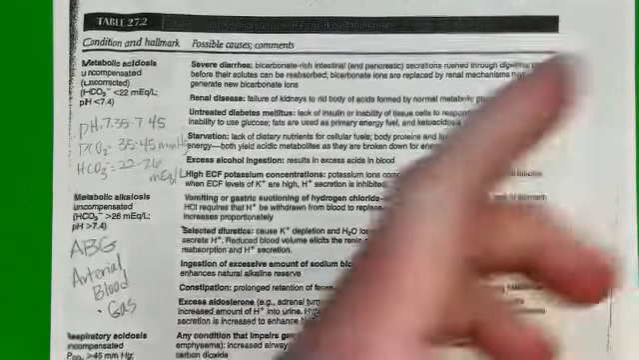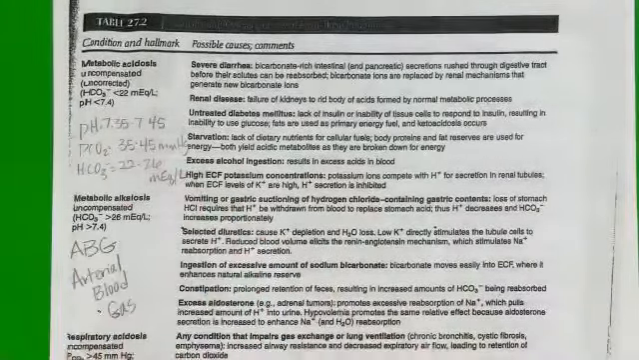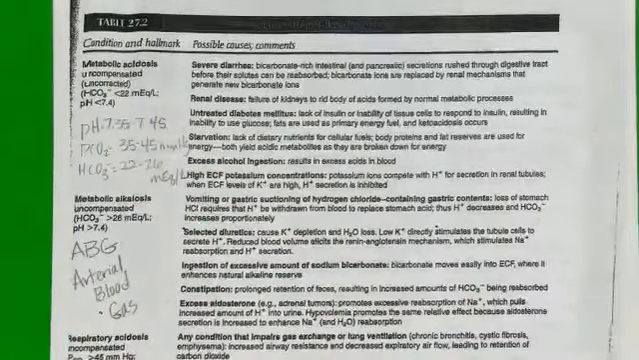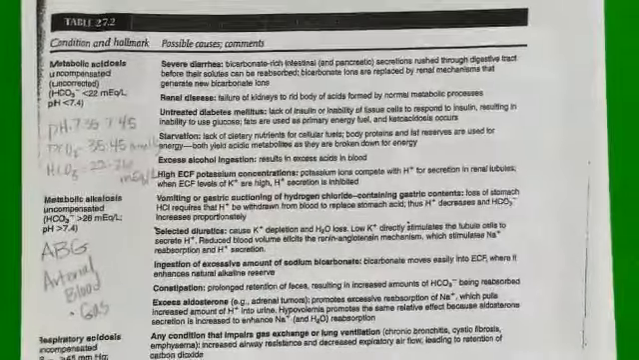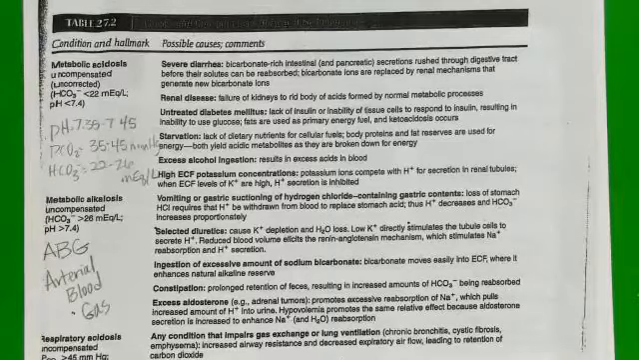So there are, obviously, you can either be in acidosis or alkalosis, and there are two possible of each. And it's either going to be metabolic or it's going to be respiratory. So we're going to look at the metabolic acidosis and alkalosis right now.